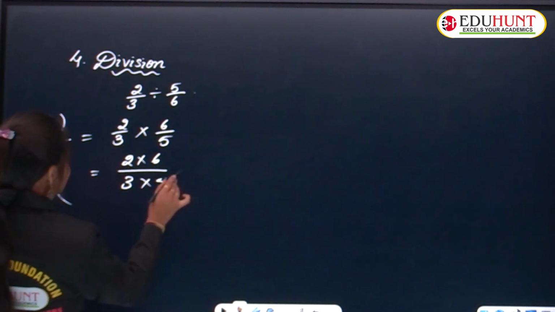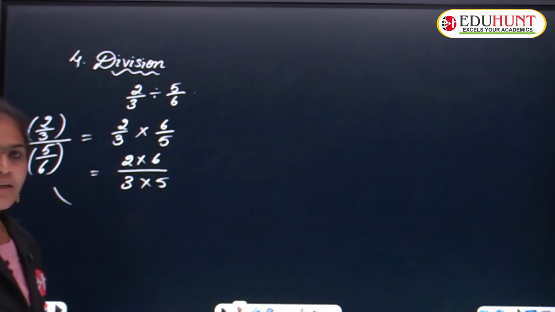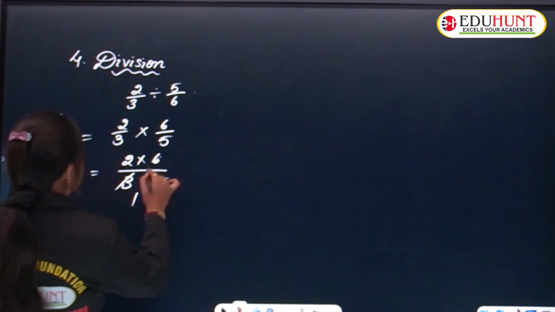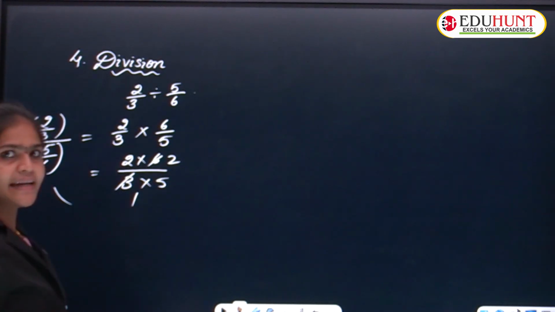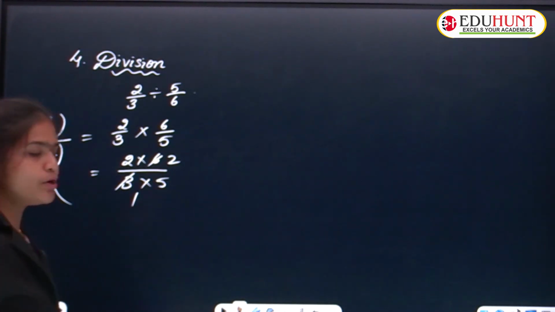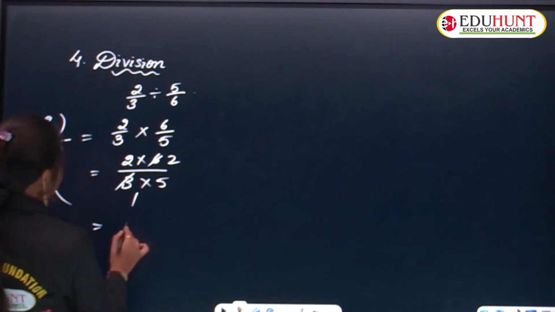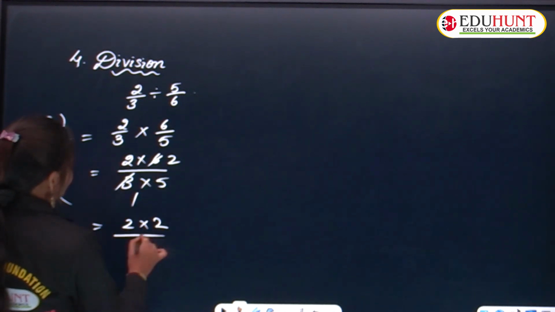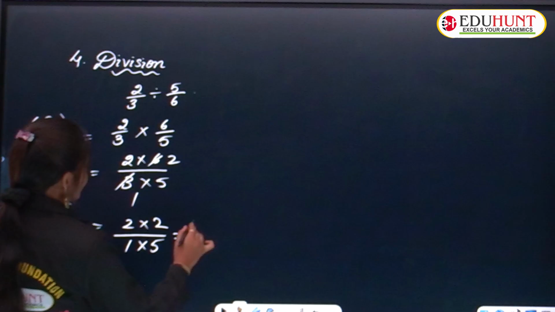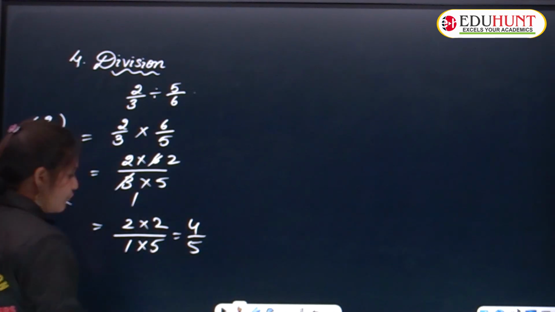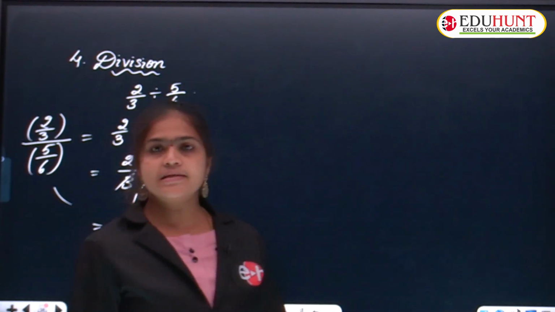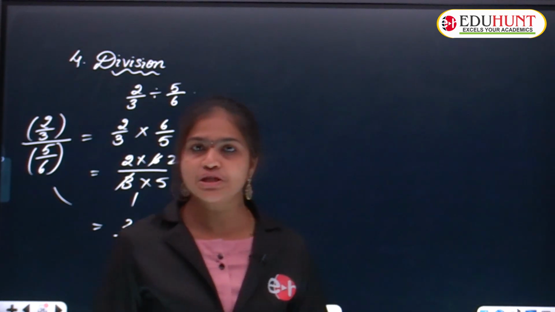Are any cancellations possible, ma? Yes, see that 3 1s, 3 2s. Otherwise, any cancellations possible here? Not possible. Then simply do the multiplication. 2 into 2 by 1 into 5. Then what is the answer? 4 by 5. This is the division of two positive rational numbers.